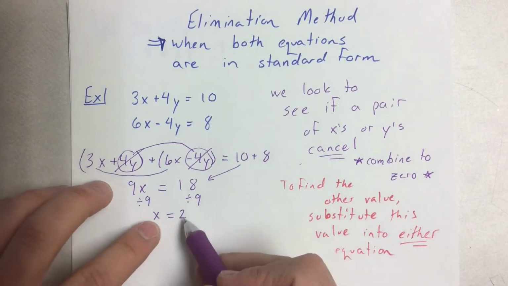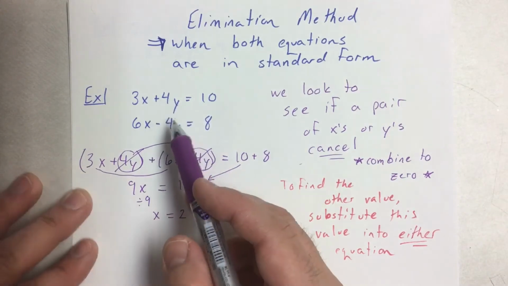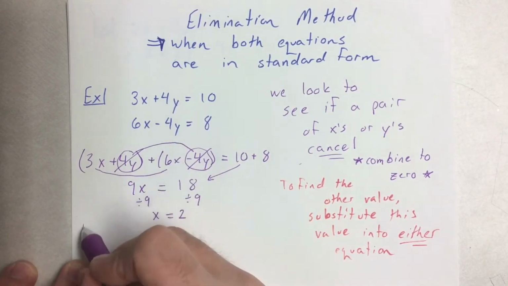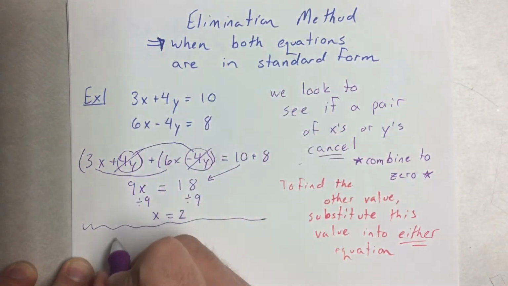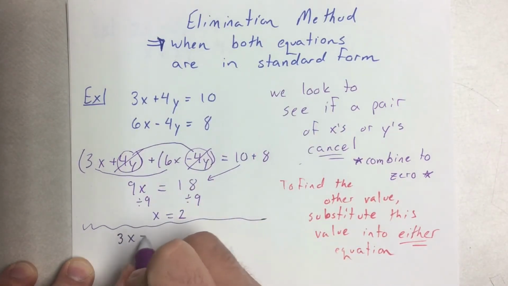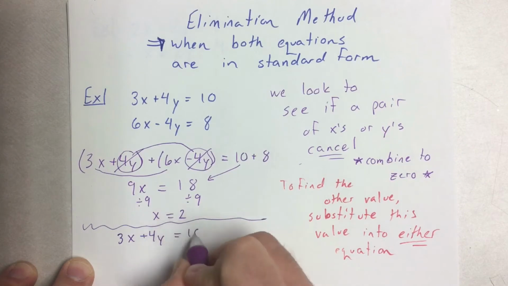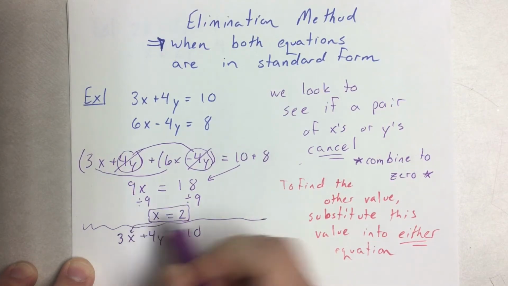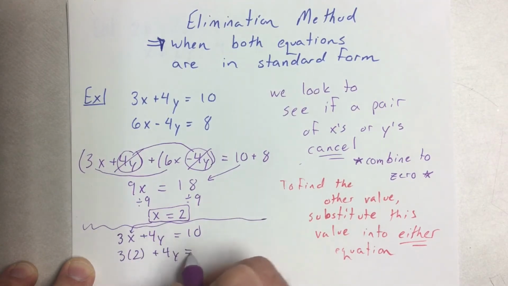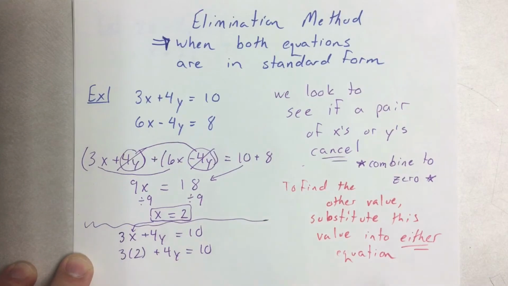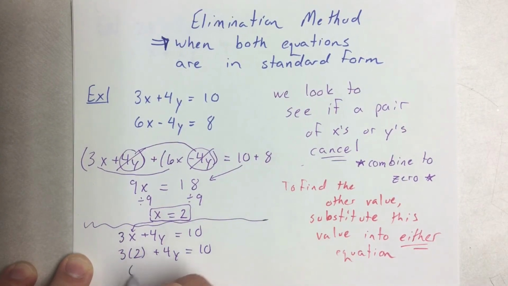So I can place 2 into either equation. As long as I do my computations correctly, I should be okay. So I'm going to just choose the first one. So x is 2, so 3x plus 4y, I'm going to use this one. I'm placing x into here, so that would become 3 times 2 plus 4y equals 10. 3 times 2 is 6.